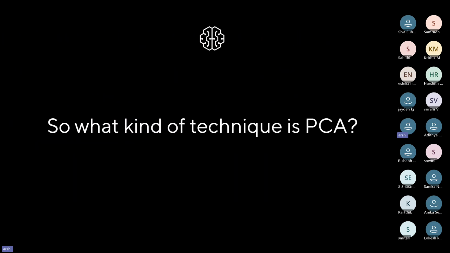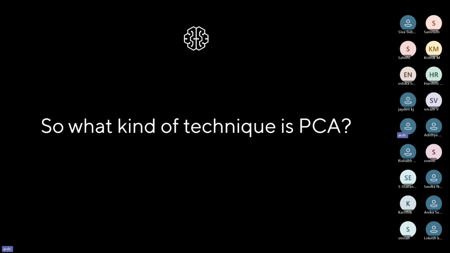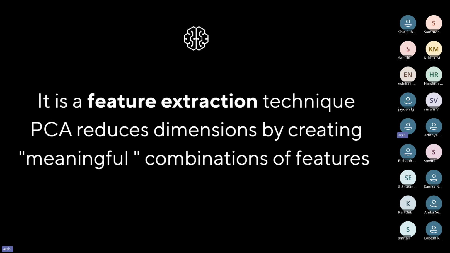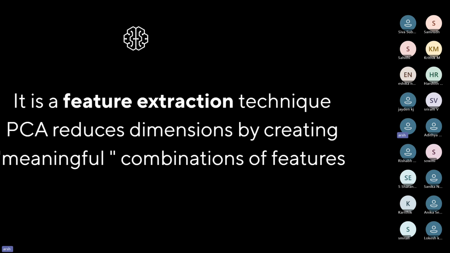So what kind of technique is PCA? PCA is a feature extraction technique. Here we do some math to create meaningful combinations of features. What is meaningful, we'll discuss in a bit. But yes, it is a feature extraction technique. We will be doing some transformations to the data that we have, and we are going to be reducing dimensions using that. So, okay, let's delve into the math behind PCA now.